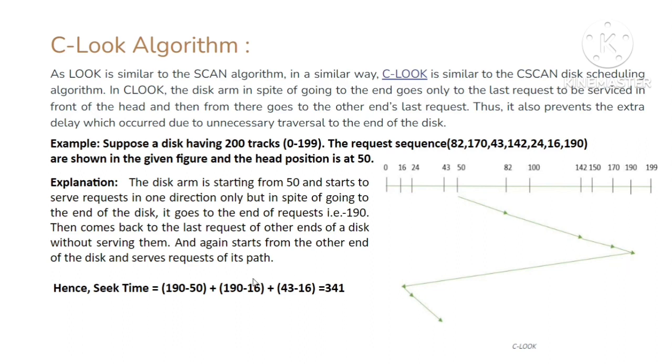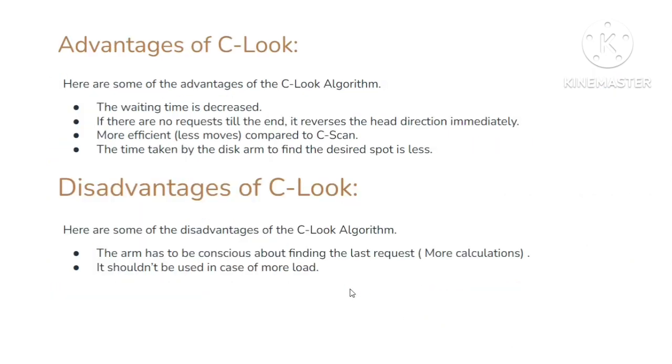So what will be the seek time? 190 minus 50, 190 minus 16, and 43 minus 16. That is 341. Advantages: the waiting time is decreased. The process does not have to wait for a long time. If there is no request till the end, it reverses the head direction immediately. Of course, that is the main advantage. It is more efficient compared to C-SCAN, with fewer moves. In C-SCAN there are more moves because it has to go to the last track. It has fewer movements, so the time taken by the arm to find the desired spot is less.